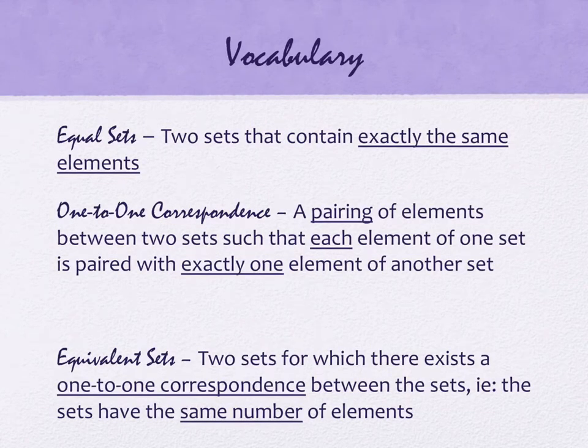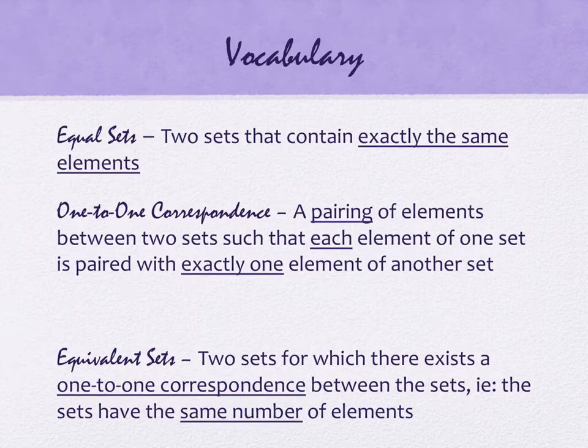A couple other definitional things are popping up at this point. If you look at the top one on this slide and the bottom one on this slide, they use words that in English we use to mean the same thing, but for the purposes of number theory, they don't. The first one is equal sets. Equal sets are two sets that contain exactly the same elements. Exactly the same. They're identical.